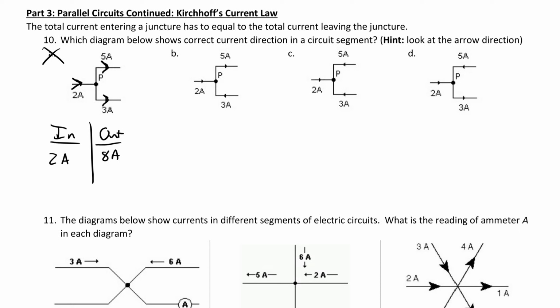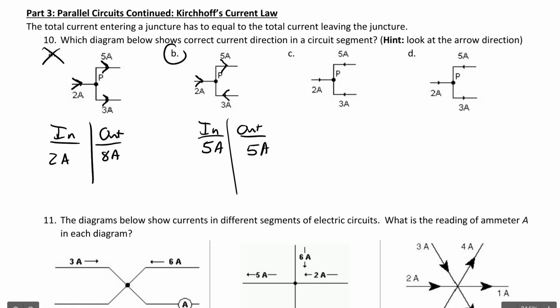The same amount of current going into the junction has to be equal to the same current coming out of the junction. So here, let me zoom in kind of. This is pointing this way. This is pointing this way. And this is pointing this way. So in, how much is coming in? The 2 amps is going into this junction, and the 3 amps is pointing towards point P. So we have 5 amps total, and out we also have 5 amps. So B is looking good for a correct current direction.